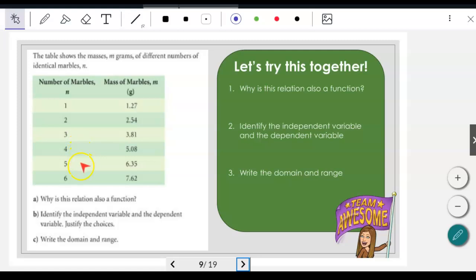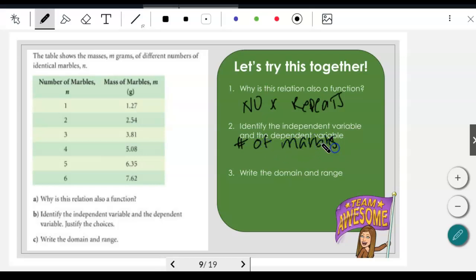These don't repeat, so that's why. All the x values are different. So we'll just put no x repeats, or however you want to word that. Second question there: identify the independent variable and the dependent. So the independent would be number of marbles.